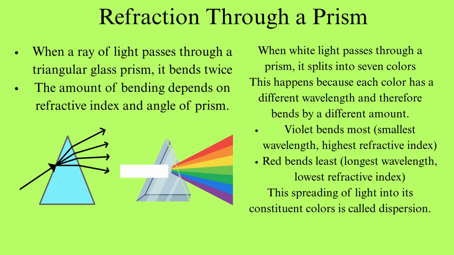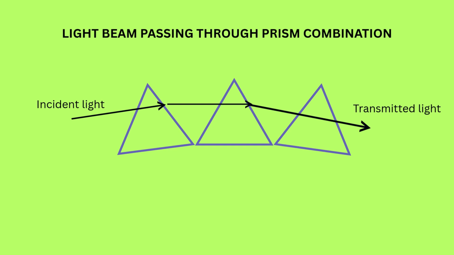Violet bends most, which has the smallest wavelength, highest refractive index. Red bends least, which has the longest wavelength, lowest refractive index. This spreading of light into its constituent colors is called dispersion. Prism combinations are commonly used in optical instruments for purposes such as inversion of an image in prism binoculars.